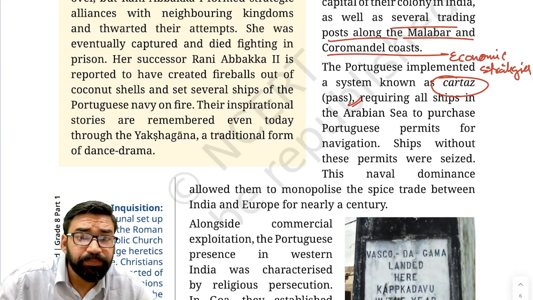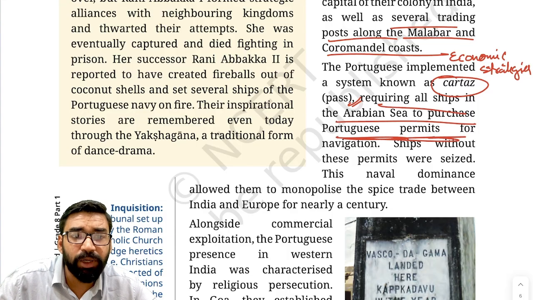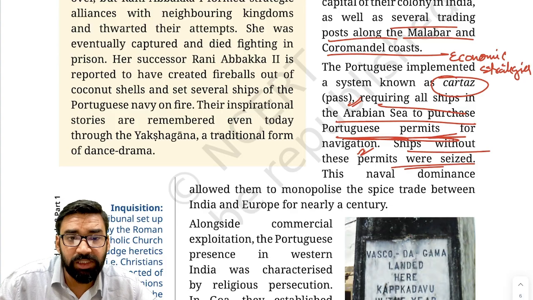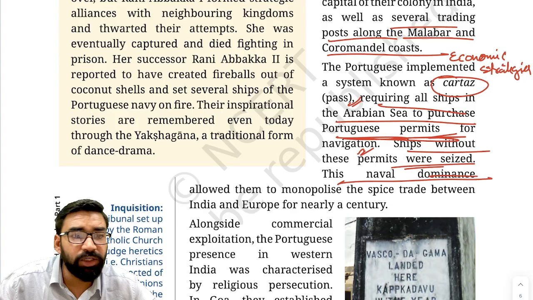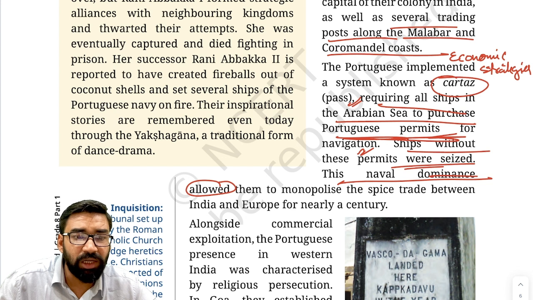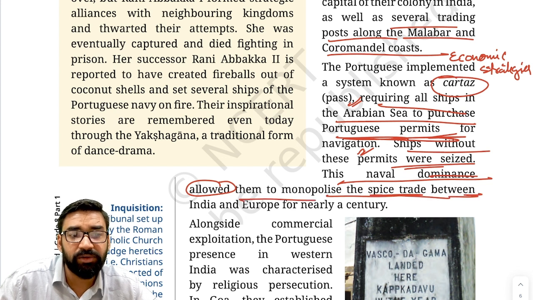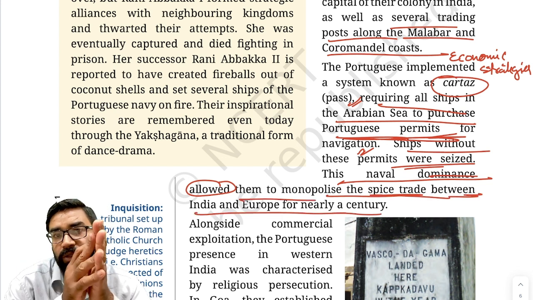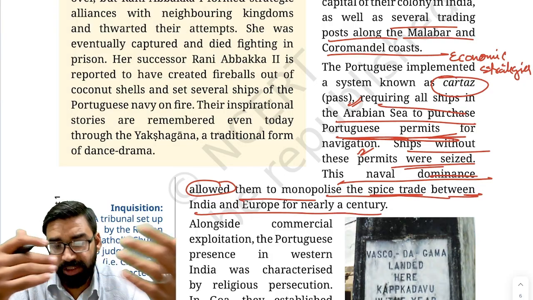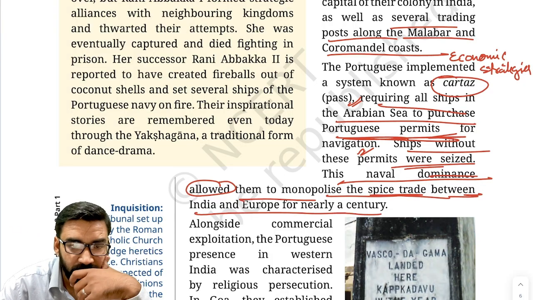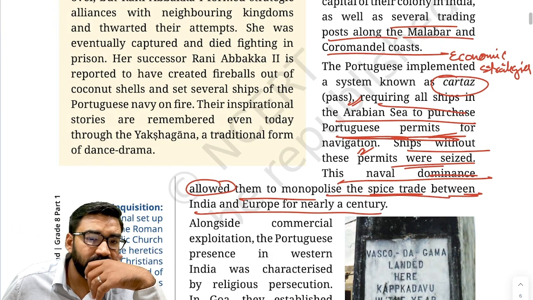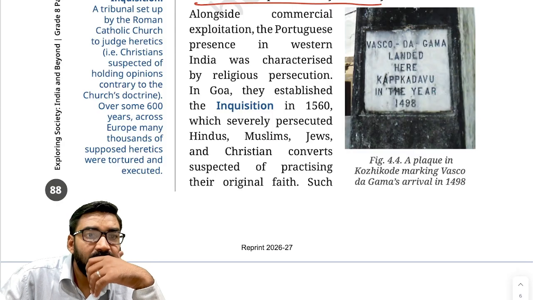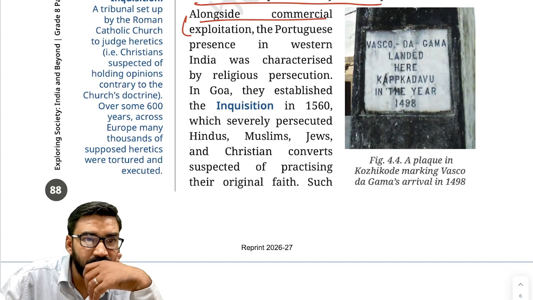So remember this thing. It required all ships in the Arabian Sea to purchase the Portuguese permit for navigation, and ships without permits were seized. This created naval dominance for the Portuguese and allowed them to monopolize the spice trade between India and Europe. Because of this, they wanted to monopolize the spice trade between India and Europe.